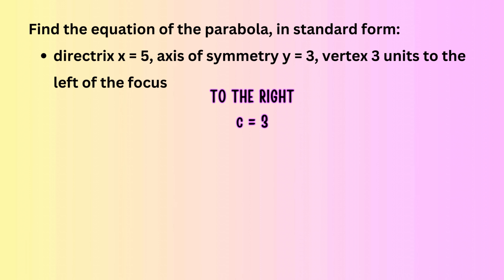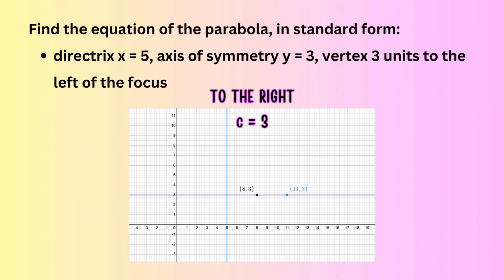And since the focus is 3 units away from the vertex, then the directrix is also 3 units away from the vertex. If the directrix is at x equals 5, then we can just count 3 units to the right of the directrix to get our vertex, provided that it lies on the axis of symmetry. Why? Because the axis of symmetry always passes through the vertex and the focus of the parabola. Therefore, our vertex must be at (8, 3), the point on the axis of symmetry that is 3 units to the right of the directrix.